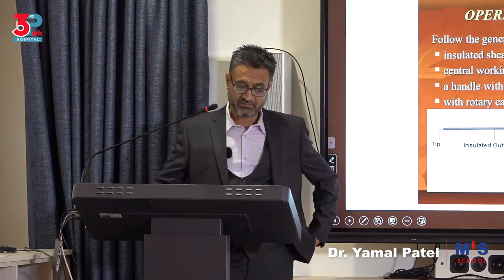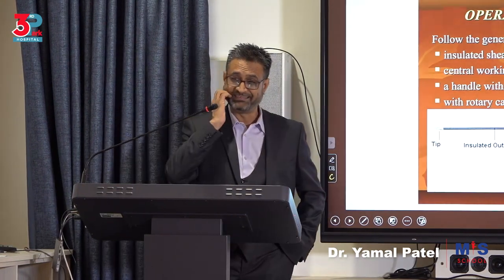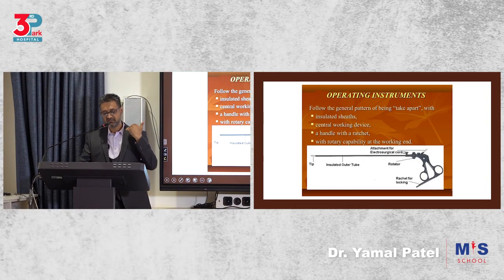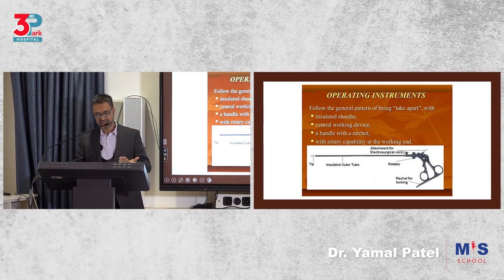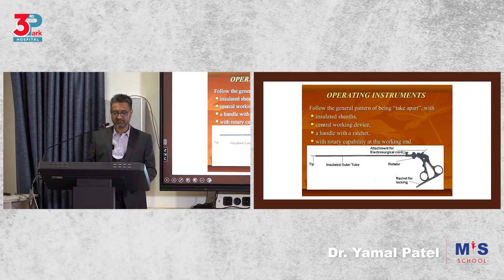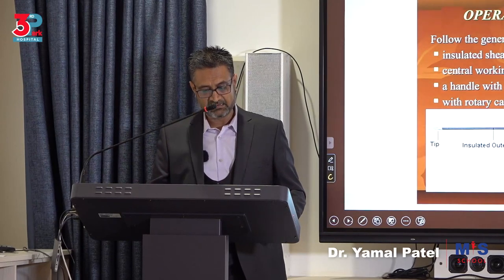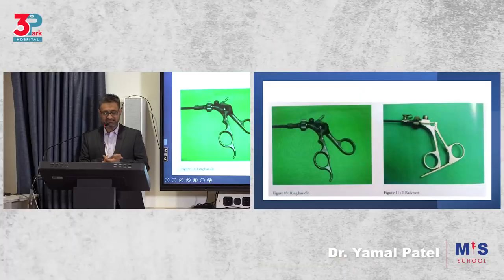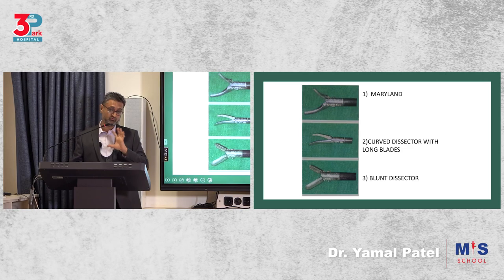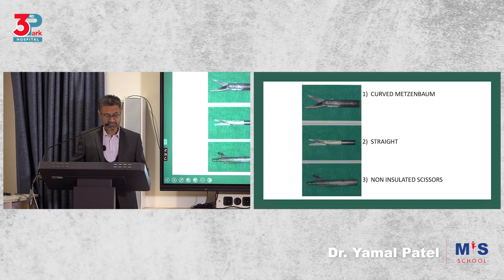We have operating instruments that we should know about. We'll be seeing them and we'll probably be going through these as a demo. But it is basically the sheath, a handle with a ratchet or without a ratchet, which has rotatory capability, and then it has the central working device. So this is a general instrument. These are types of ratchets or without a ratchet. These are just for you to understand. We'll probably try and see if we can show you these instruments.